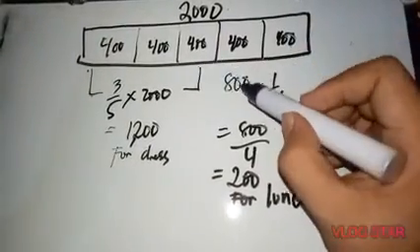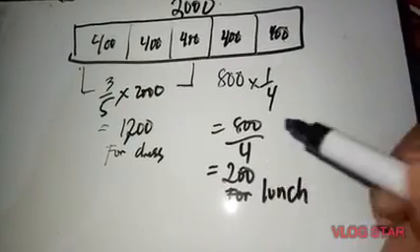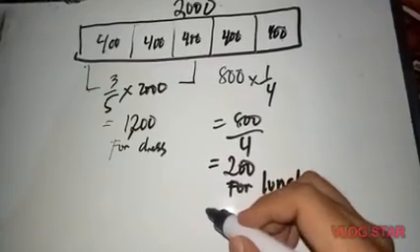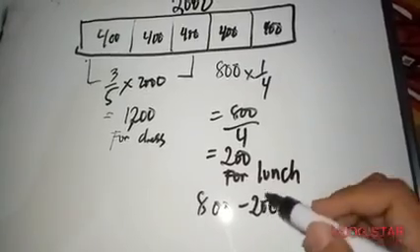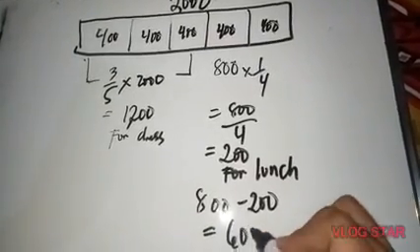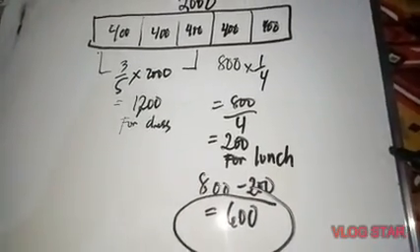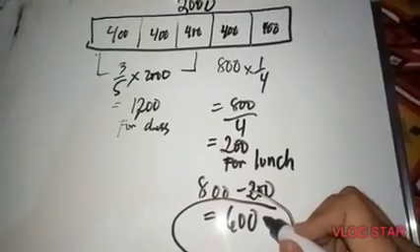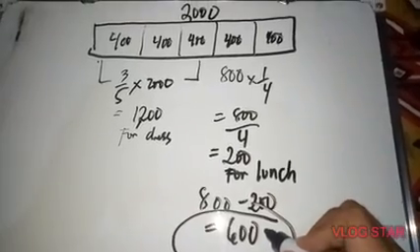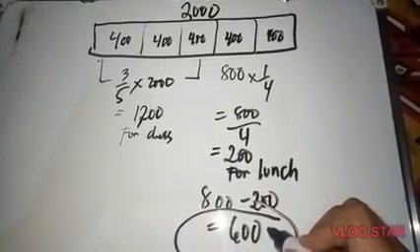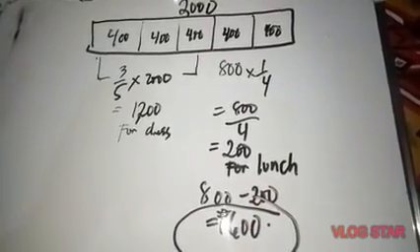So since she still has 800 and she used 200 for lunch, 800 minus 200, the answer is 600. So it means that after lunch, she still has 600 pesos, or what's left to her is 600 pesos. Don't forget to write the sign.